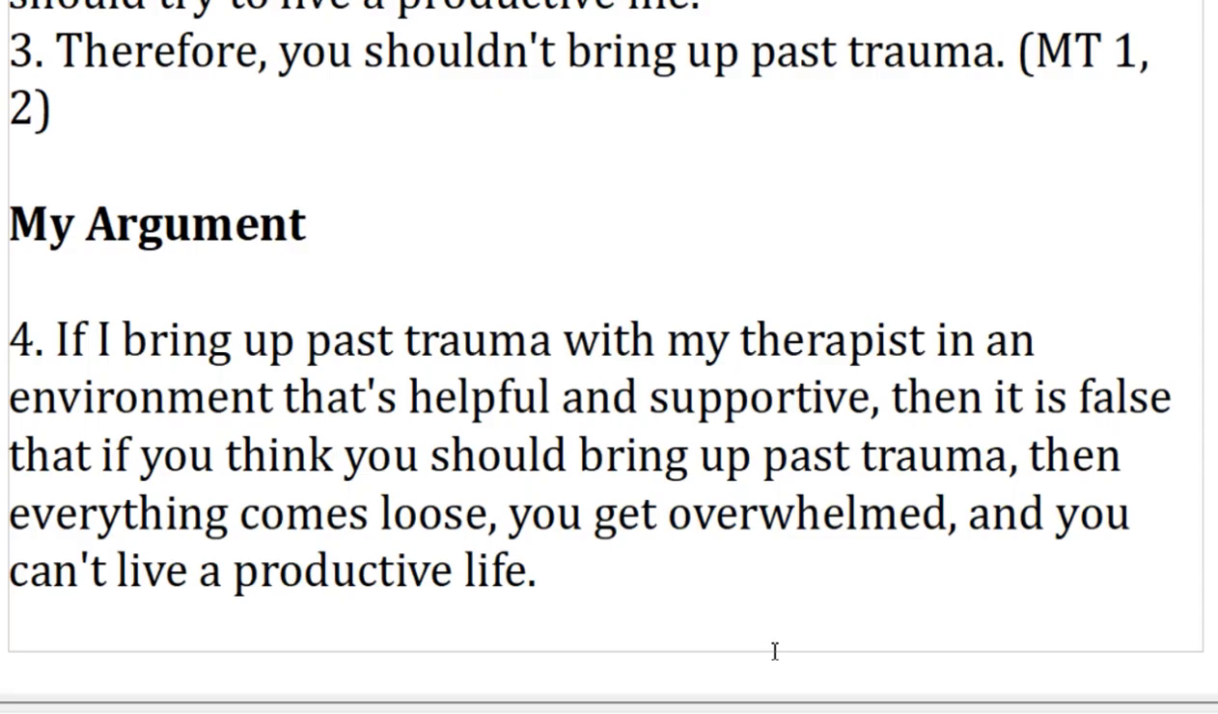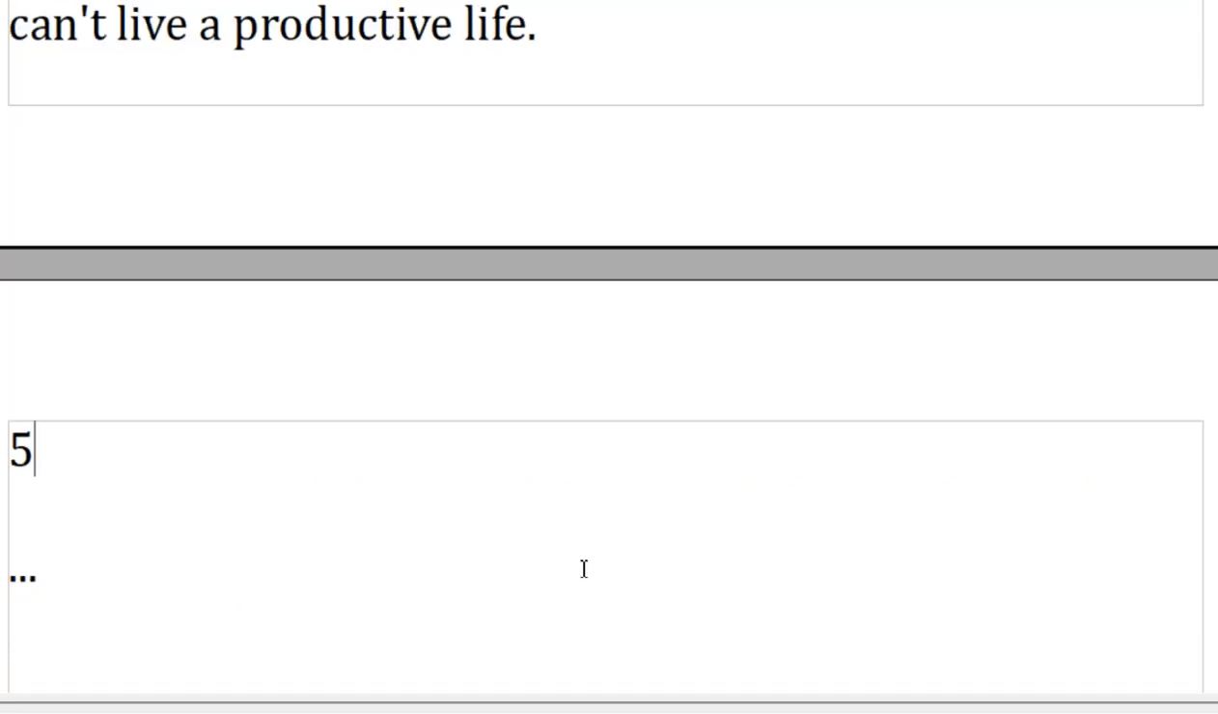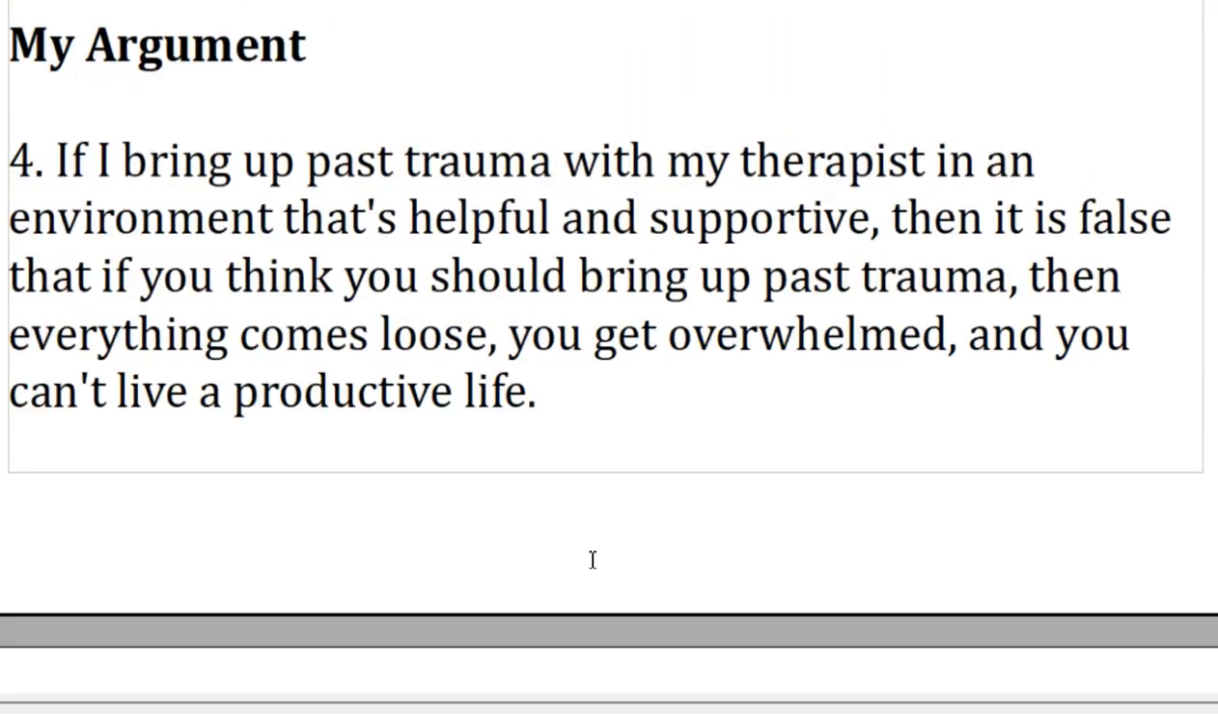So if I'm going to bring up past trauma with my therapist in an environment that's helpful and supportive, then it would be false that if you think you should bring up past trauma, then everything is going to come loose and you're going to get overwhelmed and you can't live a productive life. No, that's false. Okay, so that's good. That's the way we want it. We're using modus ponens right now.